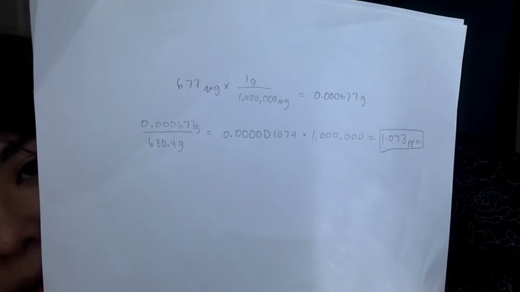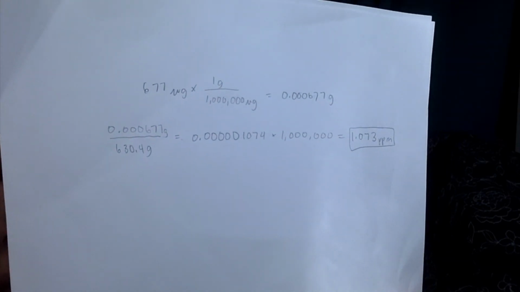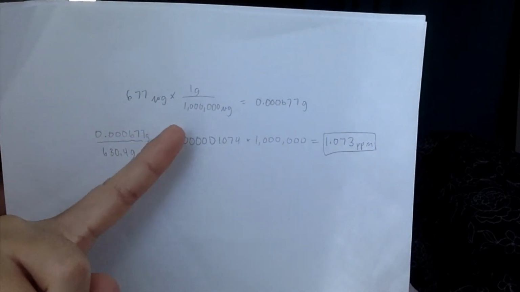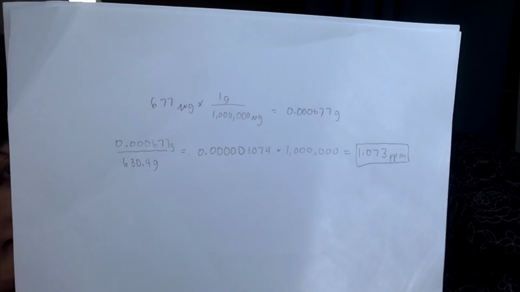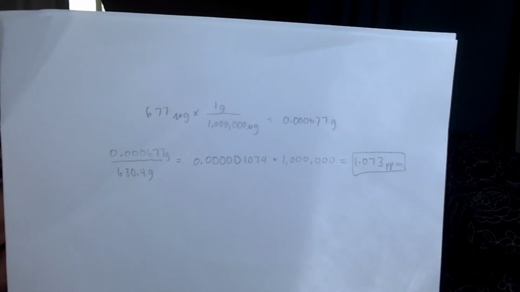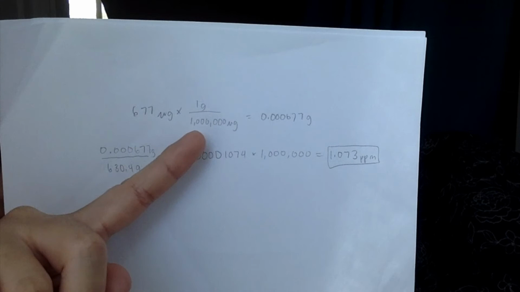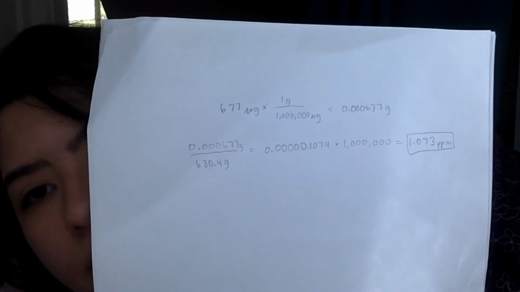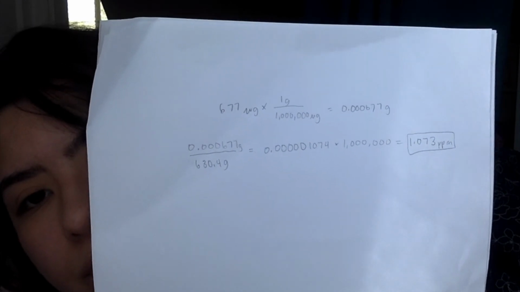So first we start with 677 micrograms, and we change it to grams, so it is the same unit as the blood sample. To do that, I used a conversion factor. As you can see, 1 gram over 1 million micrograms. And to multiply that, you divide 677 by a million, and from that I got 0.000677 grams.